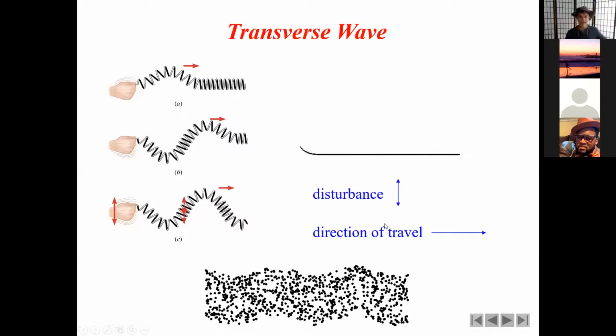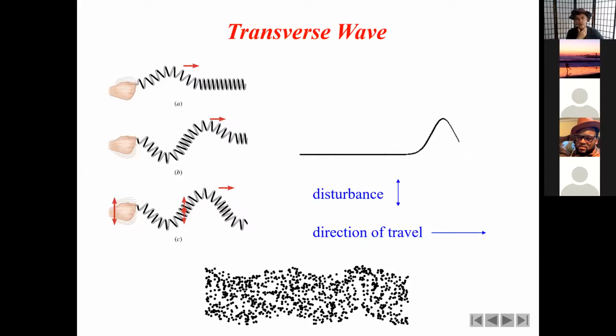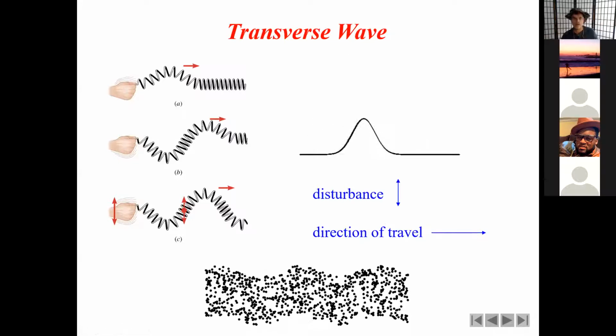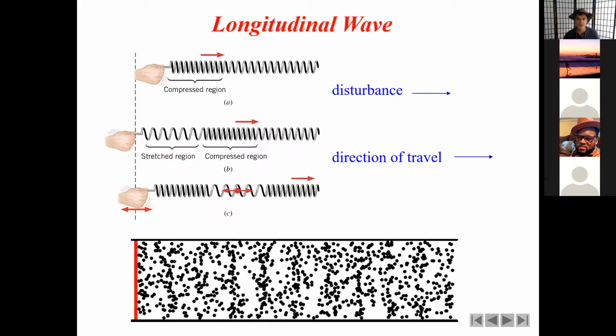Yes. Excellent. Okay, so again, here's just another example of a transverse wave. It would be a wave on a string. So in this case, the wave is being disturbed, the string is moving up and down, and the wave itself is traveling to the right. This is a transverse wave.